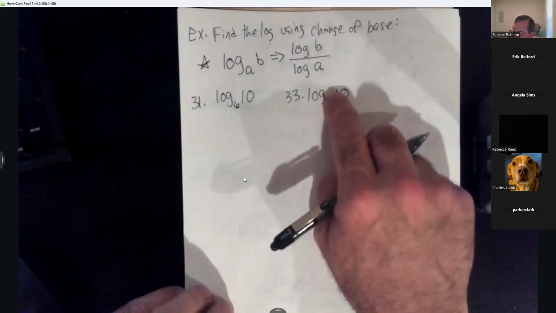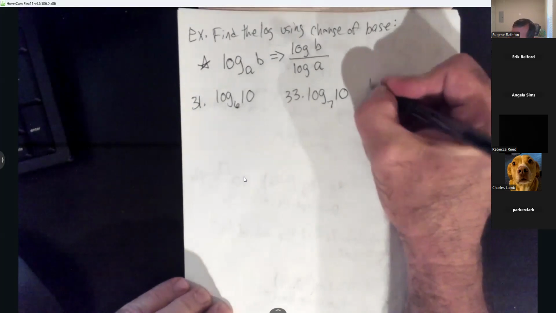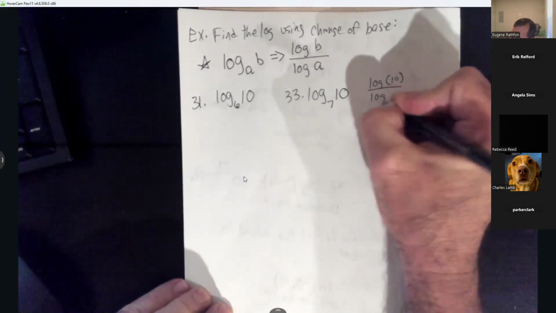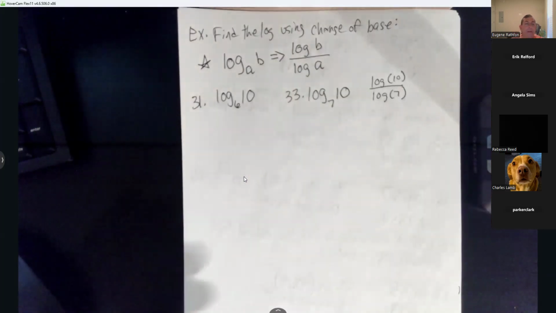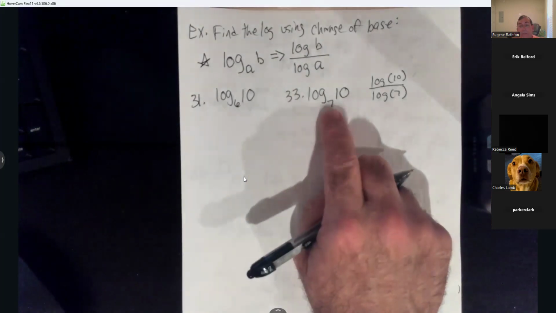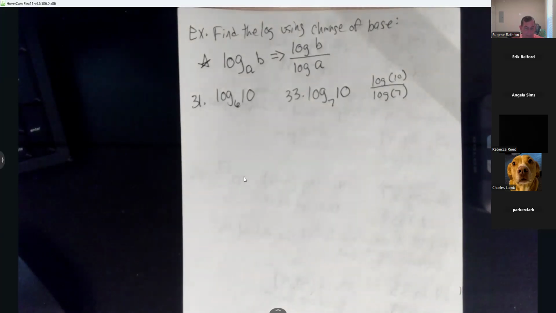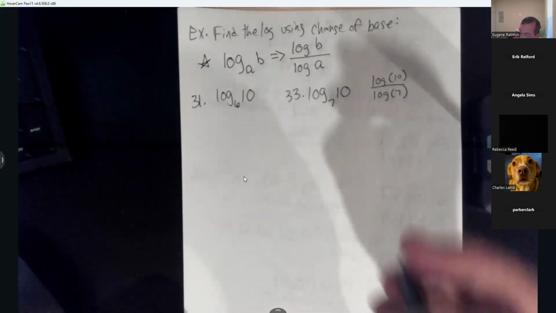Now, if you're doing it the change of base way, on this one, you would do a log of 10 divided by a log of 7. If you got the log base, then you just punch it in like it looks. And you're perfect. 1.1833.